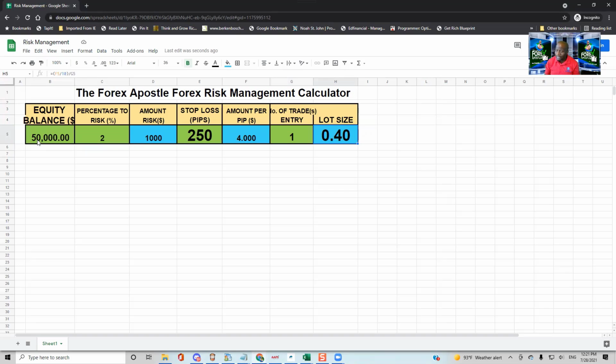Now, maybe you did your analysis, you are trading on 5 minutes or 15 minutes, and you are risking, let's say, 50 pips per trade. Then for a $50,000 account, you will be trading 2.0 lot size. Is this making sense to you?